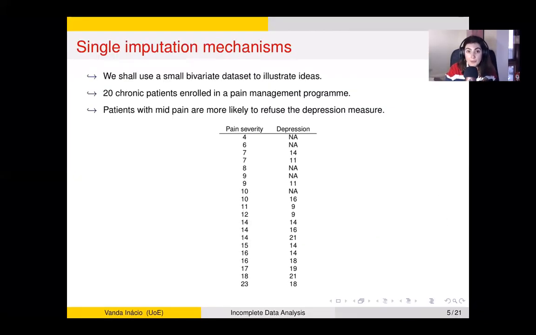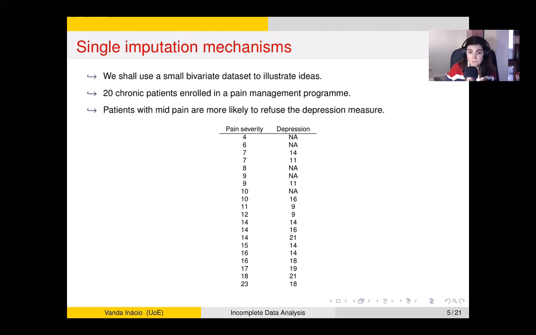And to fix ideas, or to be concrete, we will be using a toy dataset. This is a hypothetical dataset, but we will be illustrating at least the first three single imputation methods: mean imputation, regression imputation, and stochastic regression imputation, with this small bivariate dataset. So basically, we have two variables: pain severity and depression, and this is about 20 chronic patients enrolled in a pain management program. And basically, we know that patients with mild pain are more likely to refuse the depression measure.